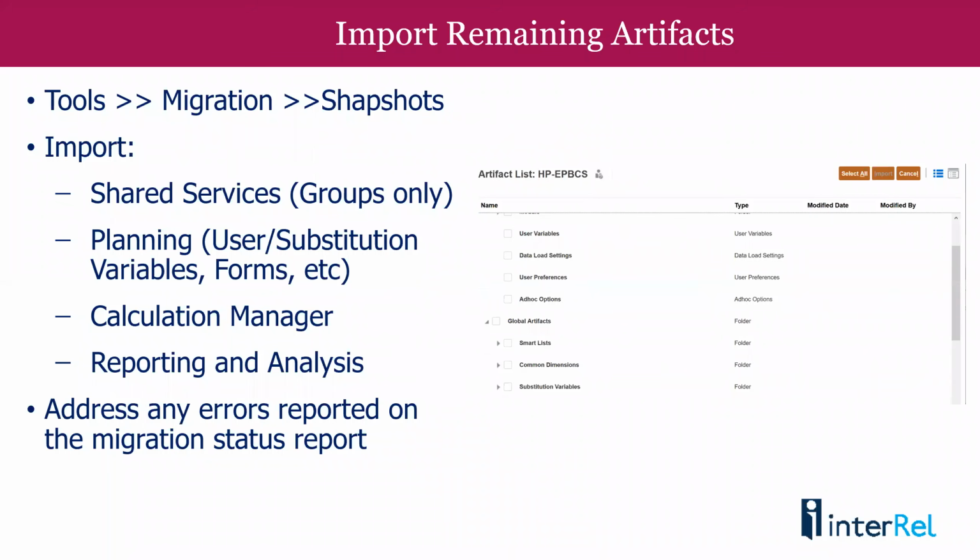So when you import your remaining artifacts, once your dimensionality is there and you want to bring in forms and so on and so forth, now instead of logging in, there is a migration that you can get to by clicking on Tools, Migration, and then Snapshots. And then you would upload the snapshot, and then you would import. You could expand what it is, and you could just import what you want to import.